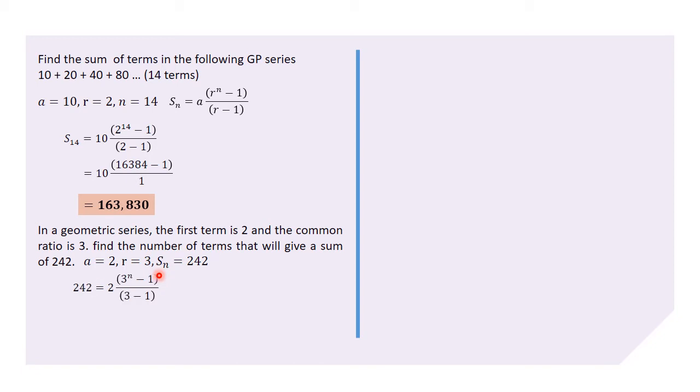So we attempt the question as follows. Put the values in the formula, considering this time that we have 242 for Sn, 2 for A, and 3 for R, but we don't know the value of N. We just need to simplify until we get the value of N. Subtracting 1 from 3 gives us 2, and 2 can divide by 2. Cancelling that away, you get 242 equals 3 to the power n minus 1, and therefore taking 1 to the other side, you get 243 equals 3 raised to the power n. So 3 to the power n must be 3 to the power 5, therefore n must be 5, and that's the answer. We're told to find the number of terms that give us 242, so the number of terms must be 5 terms.